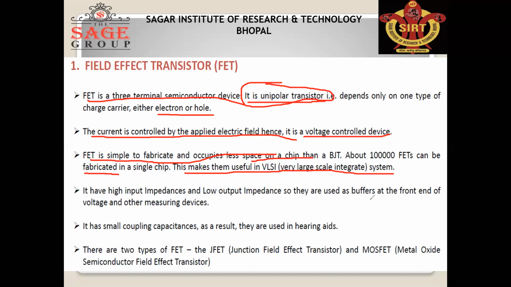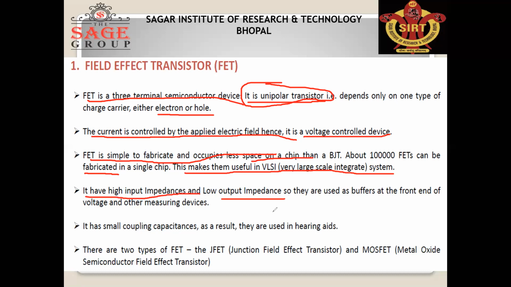Nowadays, we are using microprocessors and mobiles. In those devices, we use integrated circuits, and in those integrated circuits, we use FETs in place of BJT. So FET is very useful in VLSI, very large scale integrated systems, which are used in laptops, mobiles, and many other electronic equipment systems. Again, an important point: it has high input impedance and low output impedance.